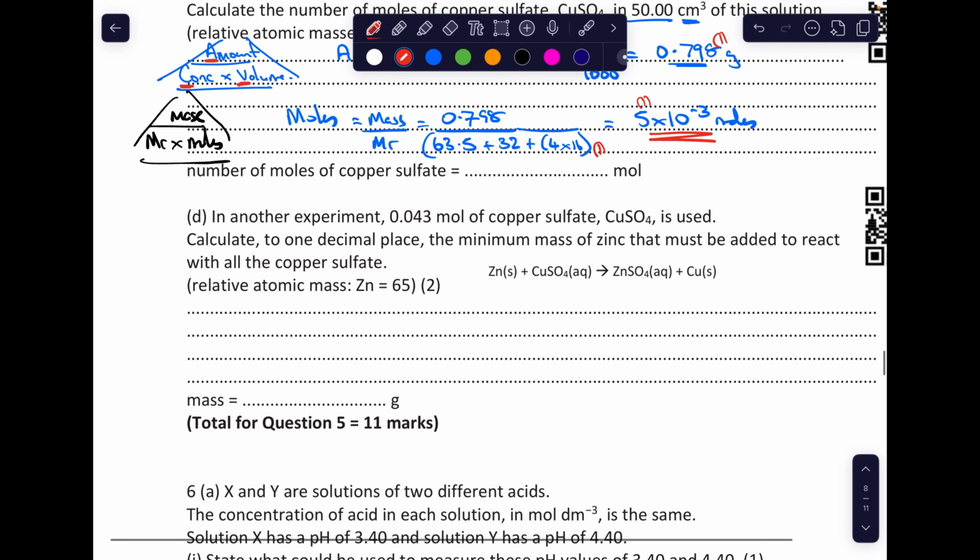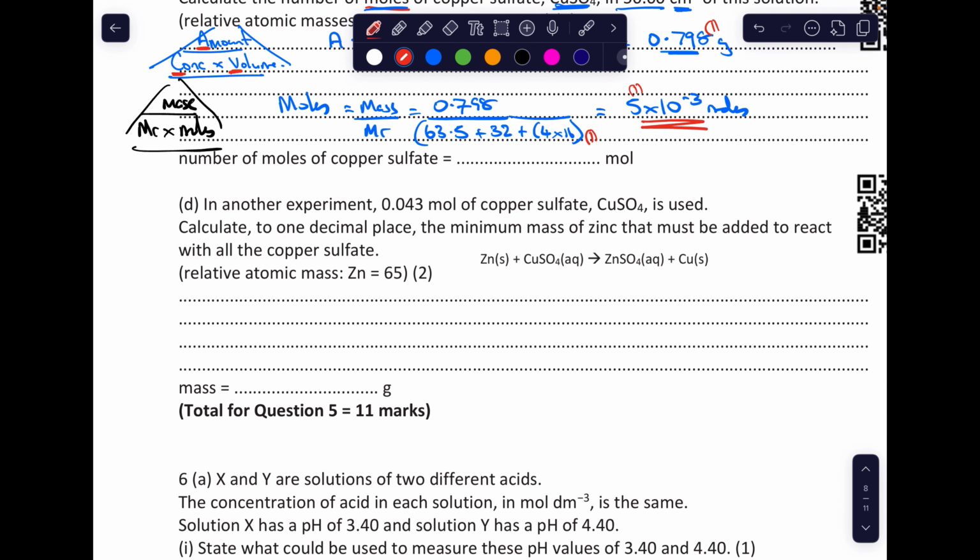Okay, another experiment, 0.043 moles of copper sulfate. So here I've got 0.043 of this is used. Calculate the minimum mass of zinc. So I want to know how much zinc that will get. So I'm not interested in that, and I'm not interested in that.